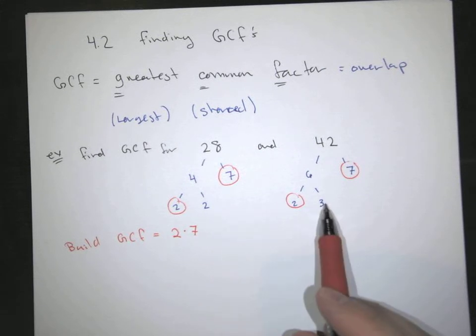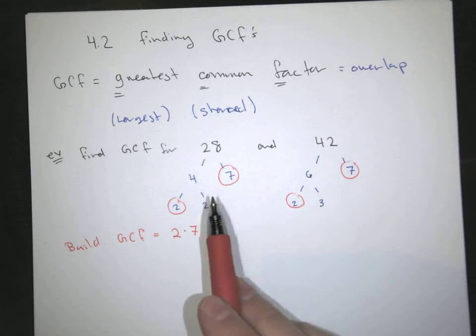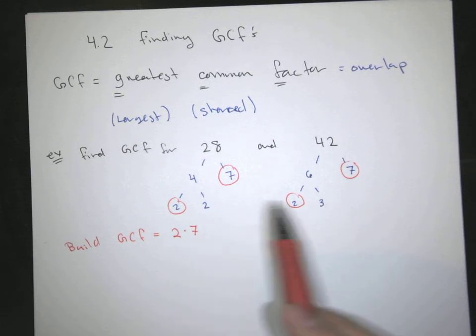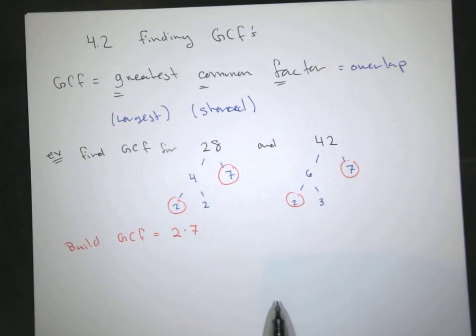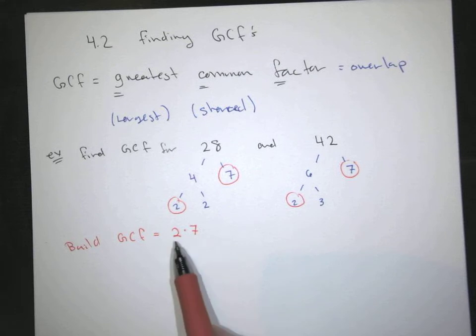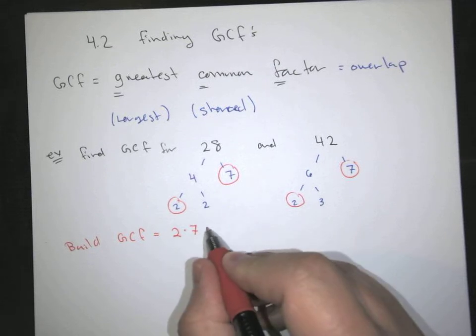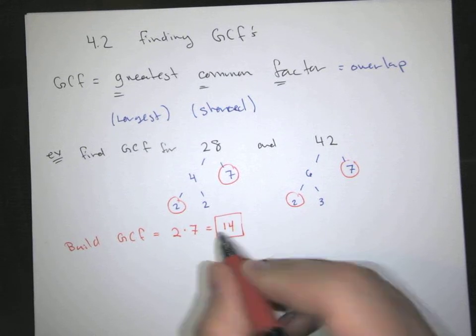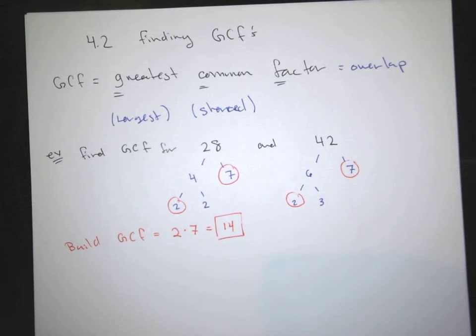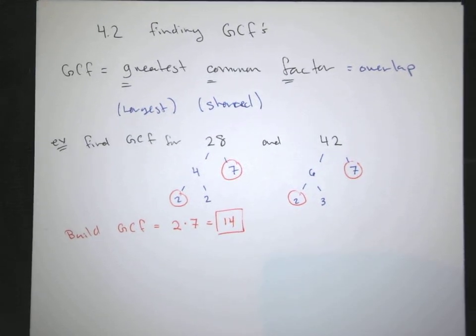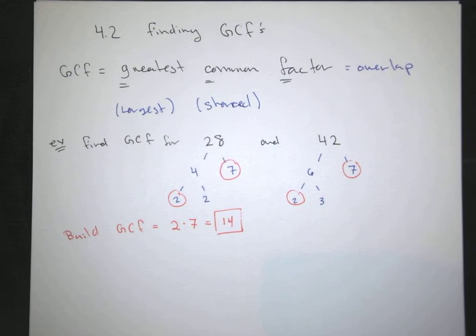Just to confirm, on the other number, we've got a 3. We don't have any 3s over here, so we've exhausted all of our options. So the GCF is going to be a 2 and a 7, and we just remultiply them together. That takes us to a GCF of 14. What that means is the biggest factor for these two numbers, the biggest number that we could divide into each of 28 and 42, would be 14.